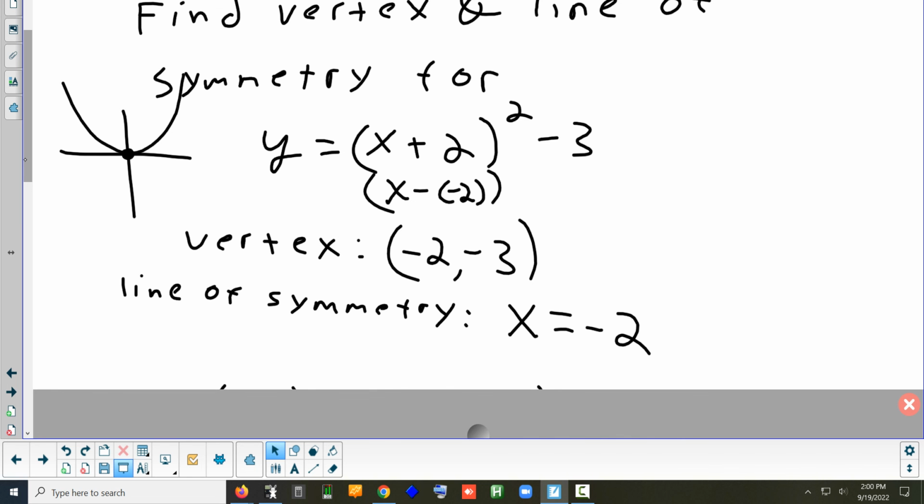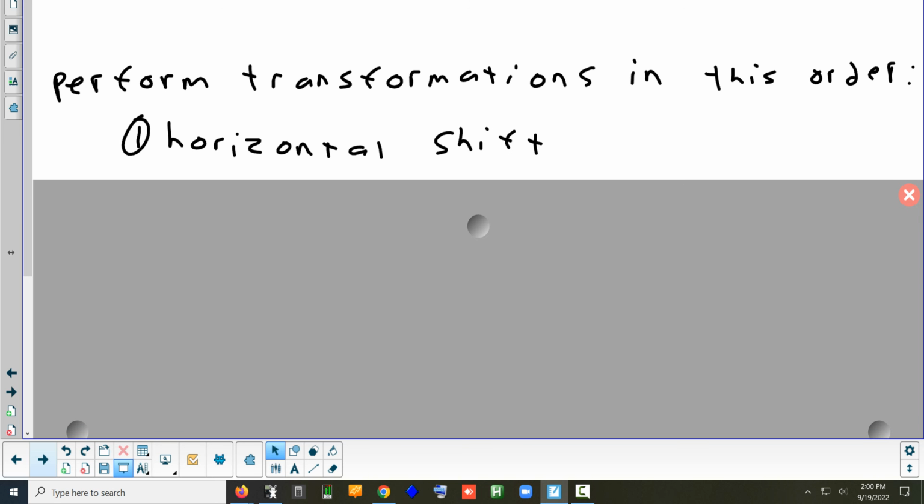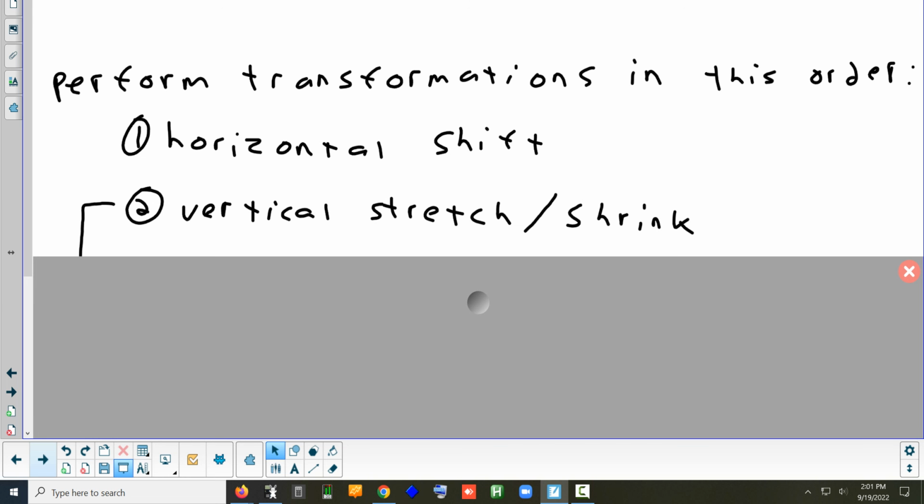Okay, any question on that? So I told you that there's a certain order that we want to make sure we follow whenever we do transformations. It's kind of like PEMDAS, but it's for transformations. Okay, a little different. The first transformation you always write down, if you have a lot of them to pick from, is the horizontal shift.